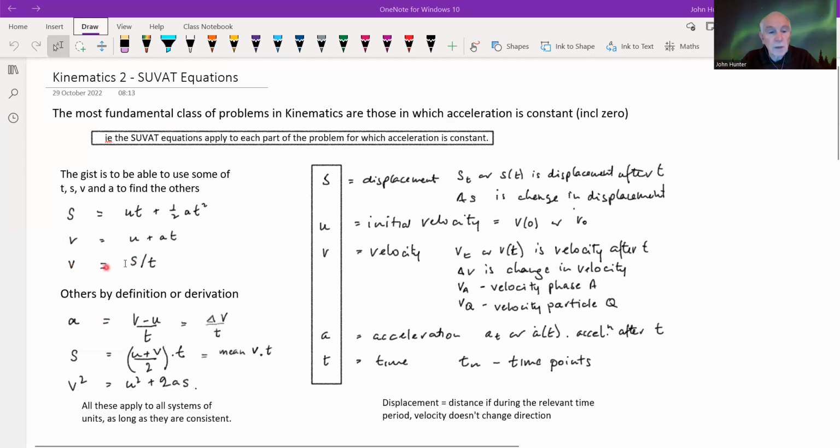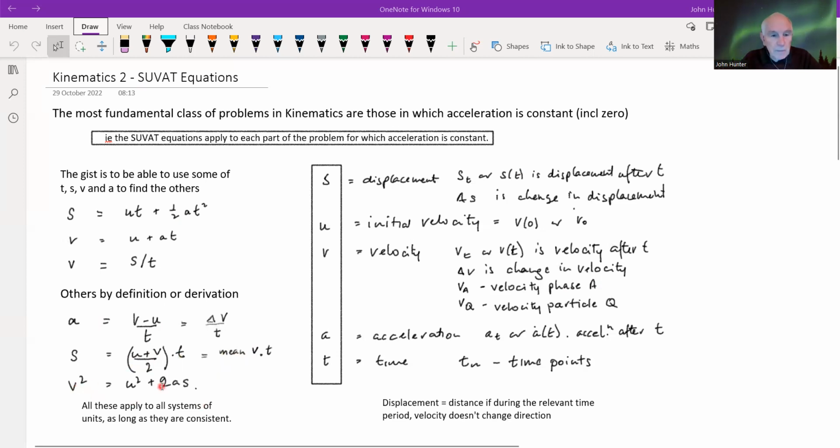v equals s over t. Well, this is almost by definition, isn't it? This might be meters per second. Acceleration, well, we've just covered that, haven't we? This one, displacement, is equal to the average velocity, isn't it? The start and the end divided by 2, that will be the average. So the displacement is the average velocity times the time, the mean velocity, I should say.